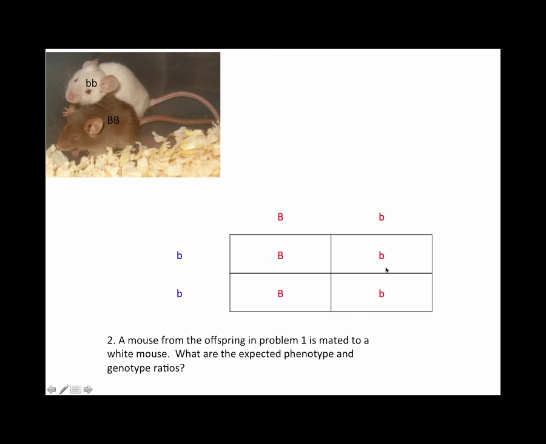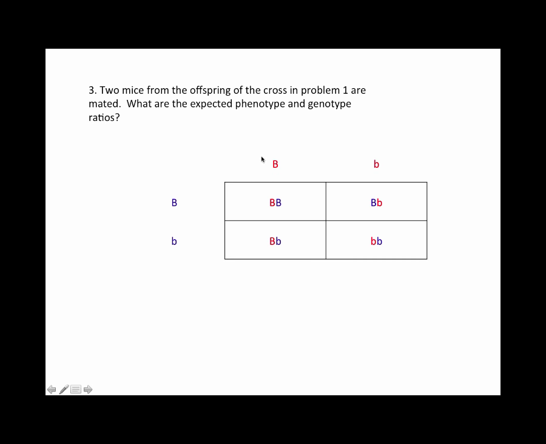So we put those down there, and then you can see that you're going to have heterozygotes and then homozygous recessive. So you're going to have a 1-to-1 ratio of brown mice to white mice. So your expected phenotype ratio is 50-50 brown to white, and your genotype ratio is 50-50 heterozygous to homozygous recessive, 1-to-1.